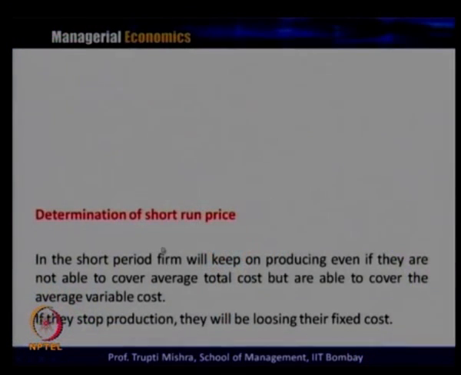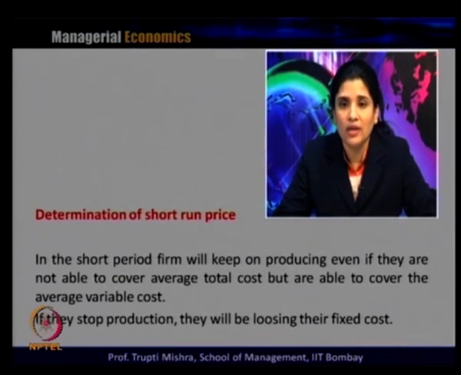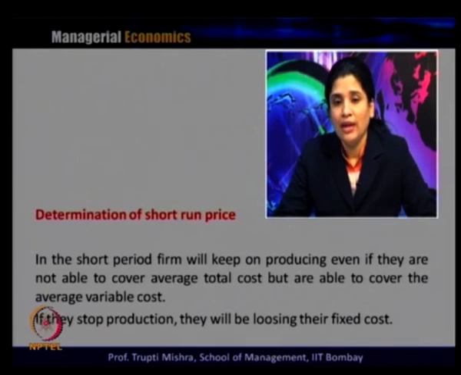Then we will talk about the determination of the market price in the short period, the short term price, and then we will talk about the long run price. So, in the short period, the firm will keep on producing even if they are not able to cover the average total cost, but are able to cover the average variable cost. If they stop production, they will be losing their fixed cost.